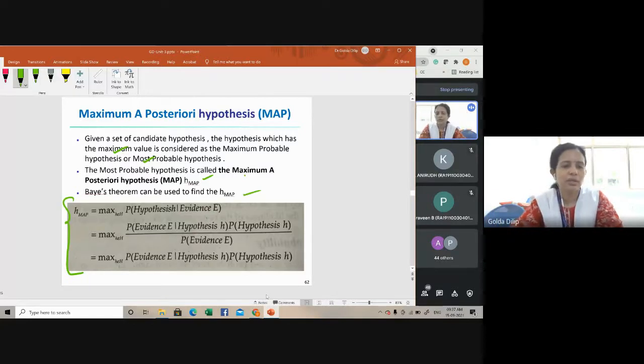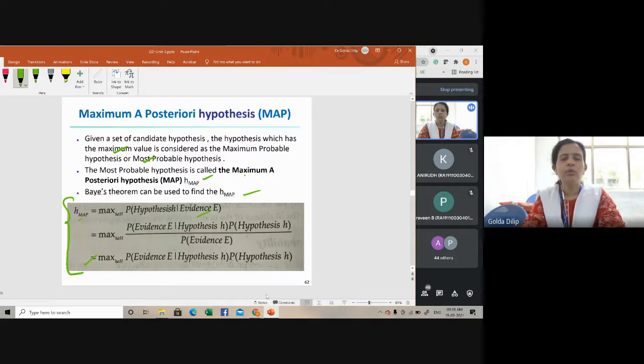So you can see here H MAP, probability of hypothesis H given the evidence, nothing but Bayes theorem. This is your probability of evidence given the hypothesis times the probability of hypothesis, your prior probability, divided by your specific category of prior probability called your marginal probability, that is the probability of your evidence. So the maximum in that would be selected.